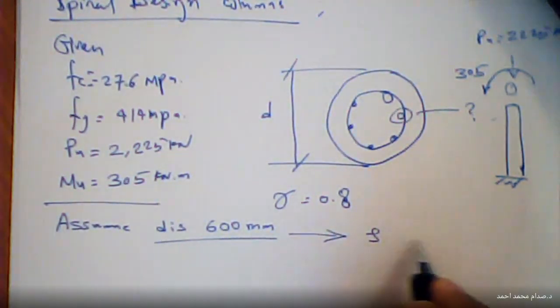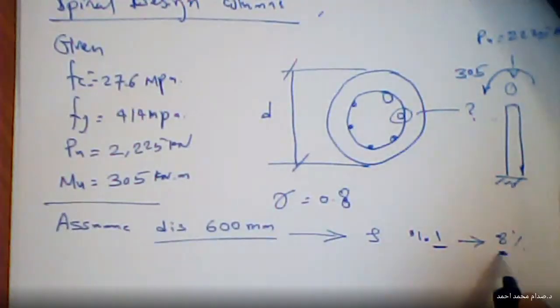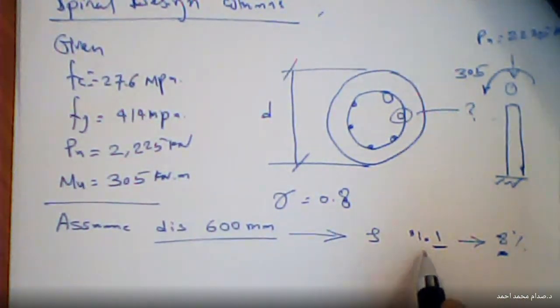So the rho value should be between how much? Between 1 and 8%. Within this value, if the steel is very cheap, I should go for 8%. If the concrete is very expensive, I will go for how much? 8%, the same. If the concrete is cheap and the steel is expensive, I will select 1%.